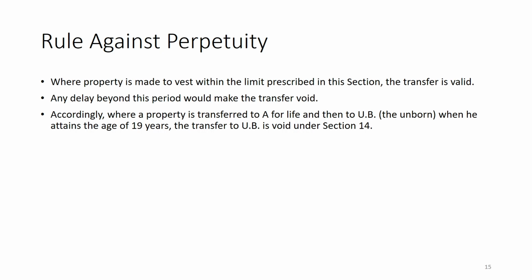So this rule against perpetuity says that where the property is made to vest within the limit prescribed in this section, the transfer is valid. Any delay beyond the period would make the transfer void. Accordingly, where a property is transferred to A for life and then to an unborn child when he attains the age of 19 years, the transfer to the unborn is void under section 14. What does it want to say? It wants to say that whenever there is a transfer of any property, there is a maximum time to reach the intended transferee.